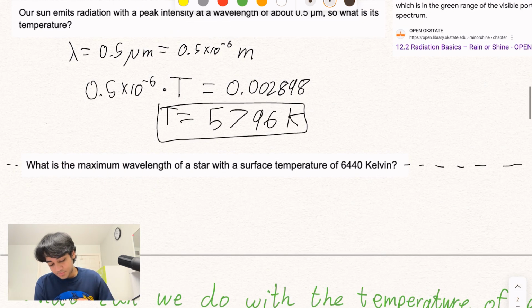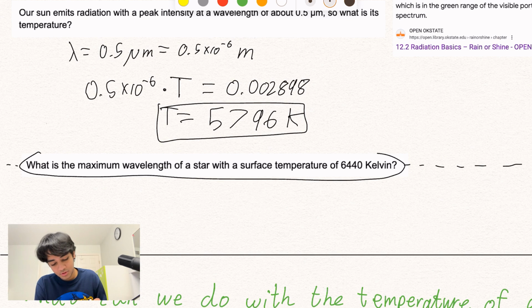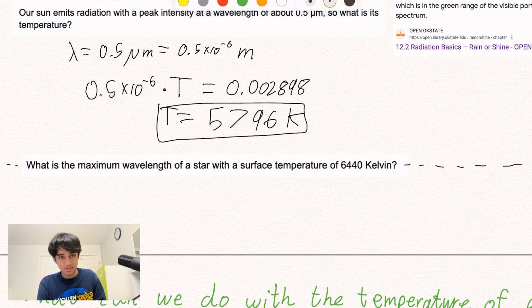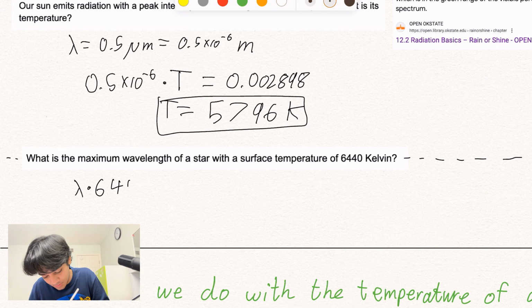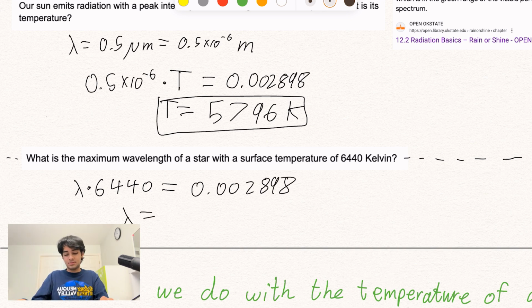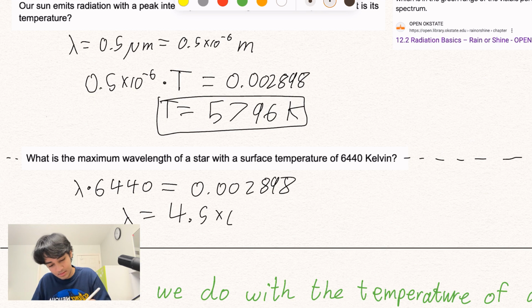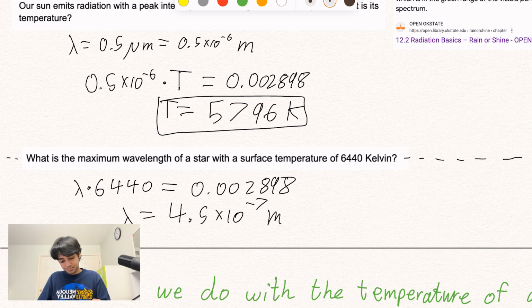Now let's go on to, what is the maximum wavelength of a star with a surface temperature of 6,440 Kelvin? Now let's do it the other way. We're going to have to plug in the temperature, which is 6440. And then we're going to set this equal to our constant. And now we can just divide both sides by the temperature. And we'll get 4.5 times 10 to the power negative 7 meters.